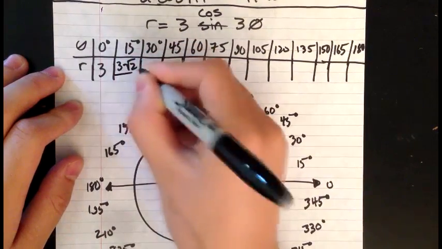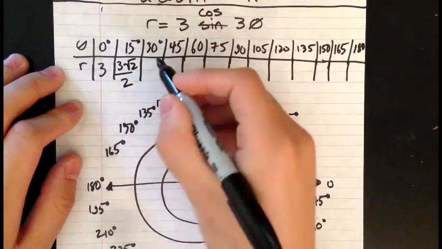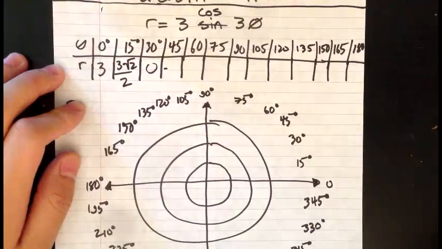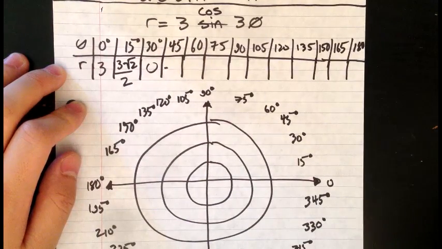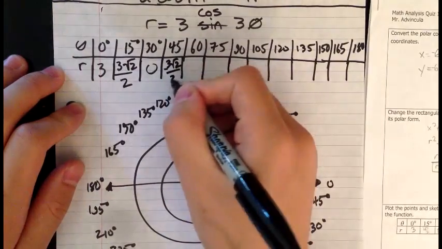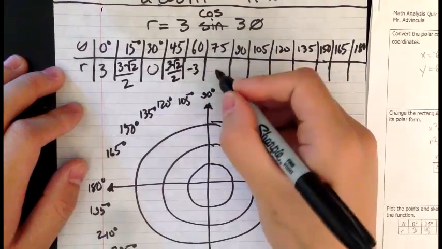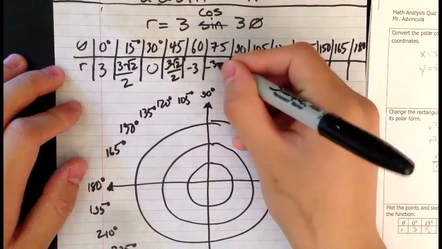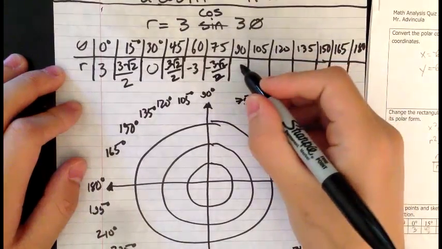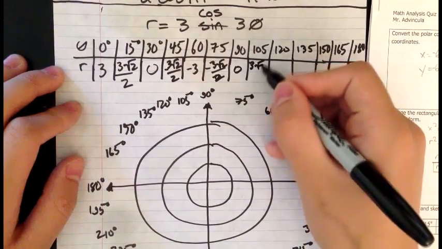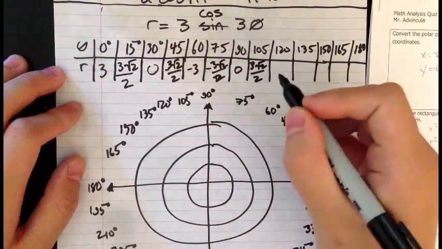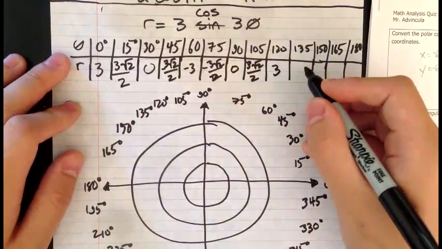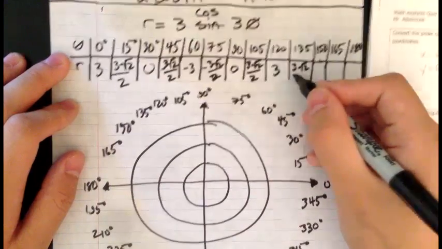For 15, it'll be 45. 30, it turns into 90. 45 turns into 105. 60 turns into 180. 75 turns into some number. 90 turns into 270. 105 turns into 315. 120 turns into 360. 135 turns into, etc.